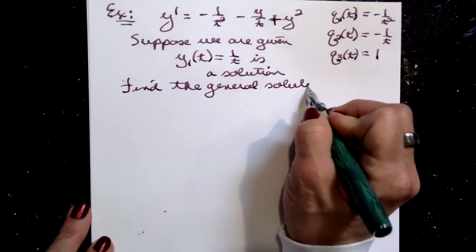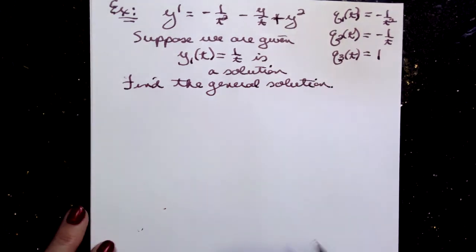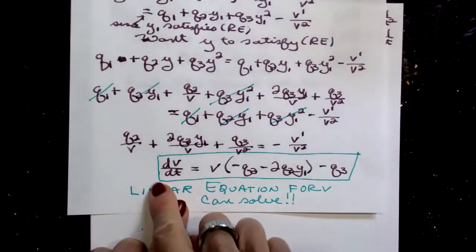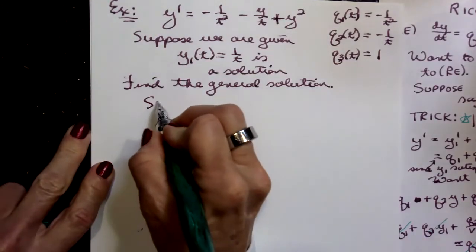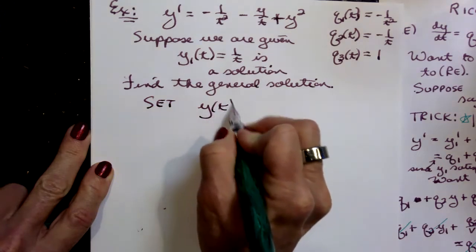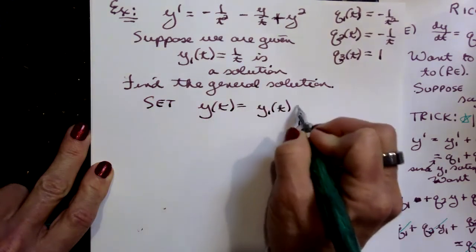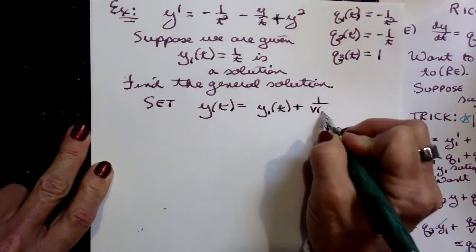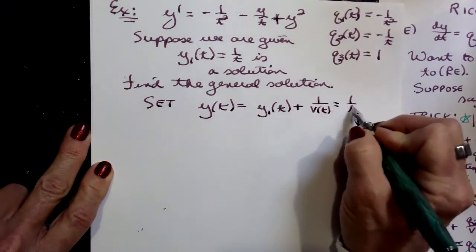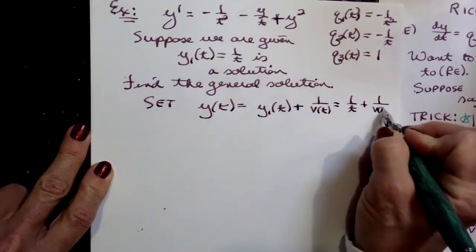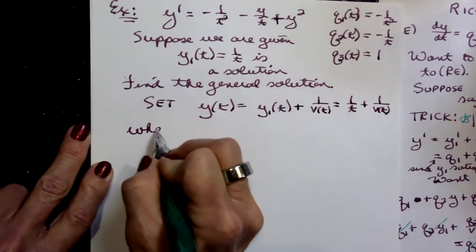Okay, so the first issue on a test, on the midterm or on the final, is to notice that this is a Riccati equation, so you know which method to use. Otherwise, if you use the wrong method, you're not going to get the answer, right? All right, so let's remember the equation that V has to solve. First, let me set y of t equal to y1 of t plus 1 over v of t. And y1 is 1 over t. So this is 1 over t plus 1 over v of t. Okay, and this is where v satisfies.